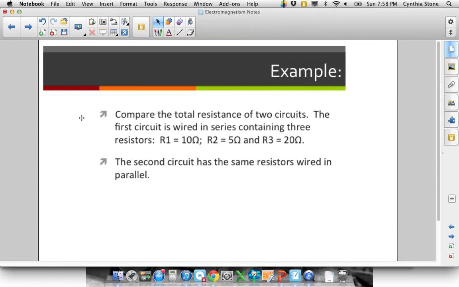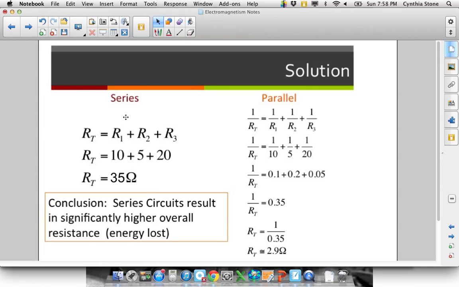So say we have 2 circuits. They're both wired up with the same resistors. One of them is wired in series, the other is wired in parallel, and I wanted to find the equivalent resistance. Okay? Well, in the series circuit, all you've got to do is add up the 3 resistors, so the equivalent resistance is 35 ohms. In the parallel circuit, with this equation, your instinct might be, can't I just flip everything? And mathematically that's not correct. You can't just flip it, because if you did, then the total resistance would be 35, it'd be the same.